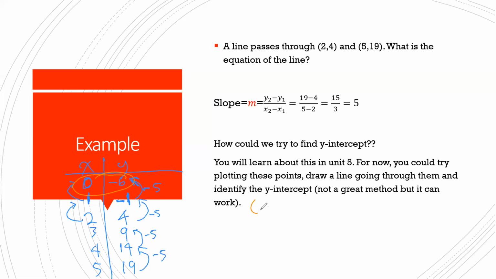So that would mean that 0 and -6 is your y-intercept. And because 0 and -6 is your y-intercept, that means your equation would simply be 5x minus 6. So that's your final equation there.